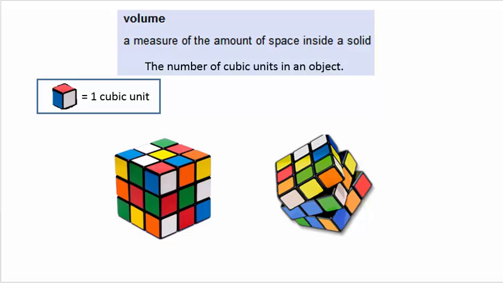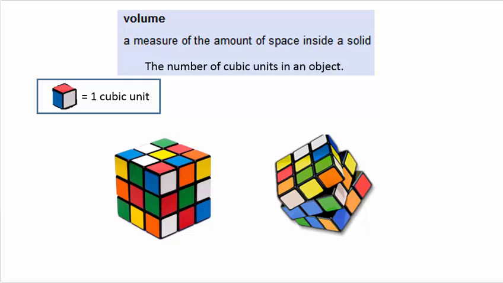This last lecture for Module 4, we're going to be discussing volume of prisms, volumes of cones, and volumes of pyramids, and also of spheres. If you take a look at what volume is, it's just to measure the amount of space inside of an object. Another way to think of it is the number of cubic units in an object.